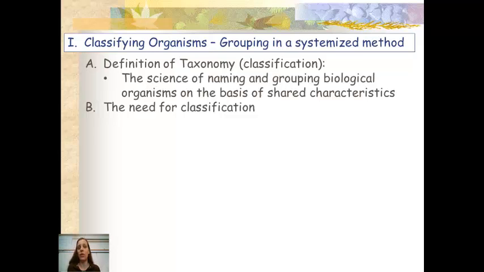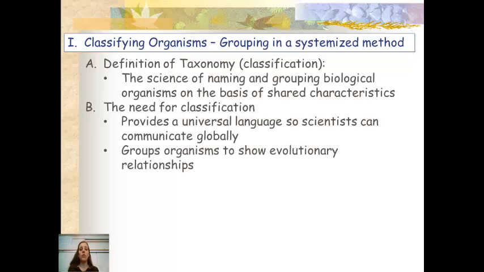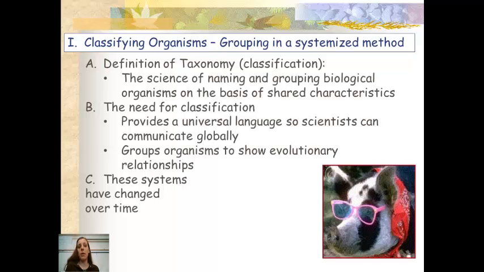So why do we classify? What is the need for classification within the scientific community? It provides a universal language so scientists can communicate globally. It groups organisms to show evolutionary relationships. So how do we know what common ancestors modern humans share with other primates? Well, we can look at different characteristics, both physical and also molecular, specifically DNA. So these systems have changed over time. And we're going to talk about that change. So how do we know how related we are to this pig, for example? Well, classification can help us to answer that question.